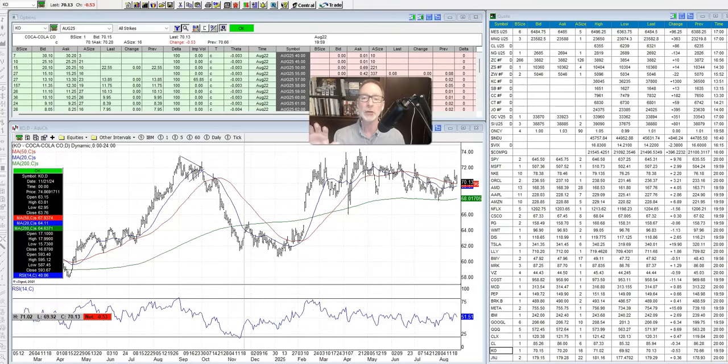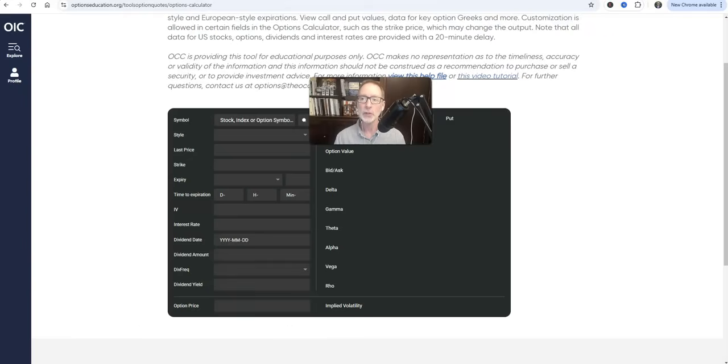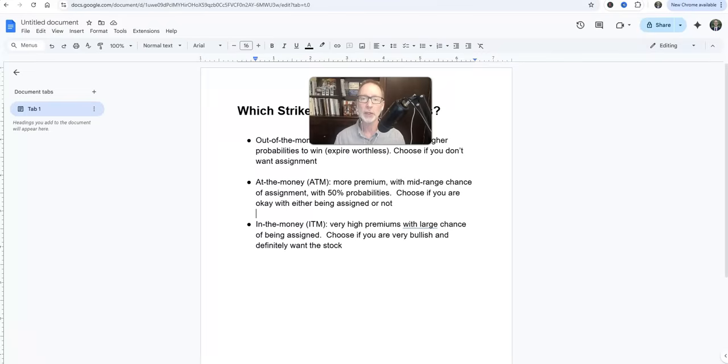As the put option seller, you get to choose the stock, you get to choose the strike price that you sell, and you get to choose the expiration date. So you really are in control when you're selling a put option contract. So let's talk about how to choose which strike price to sell. I've got a little Google Doc here that I want to bring up on the screen.